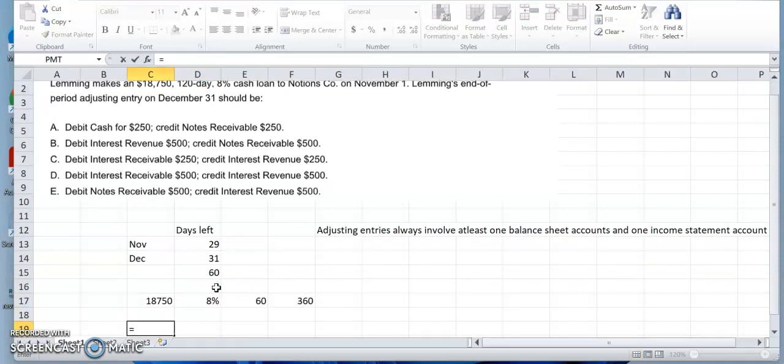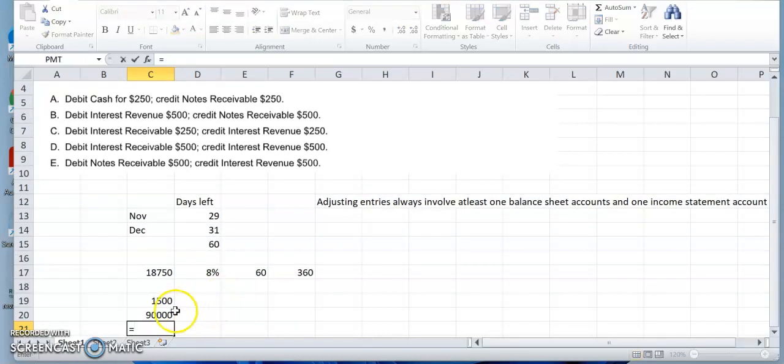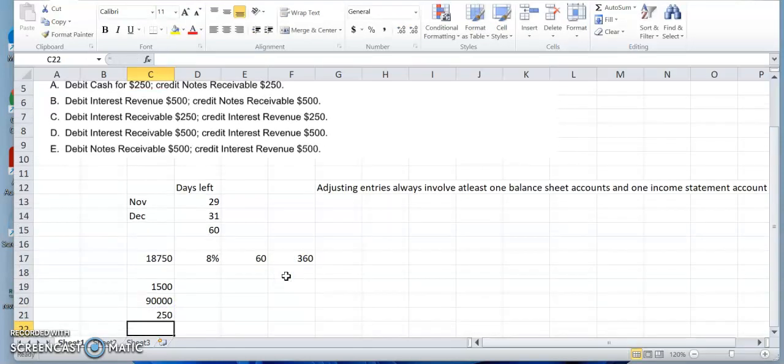Now we just need to do our calculation. So we've got 18,750 times 8%. That gives us 1,500, and then we multiply by 60. Then we take the 90,000 and divide it by 360. So that gives us 250. So the answer to this problem is debit interest receivable 250 and credit interest revenue 250.